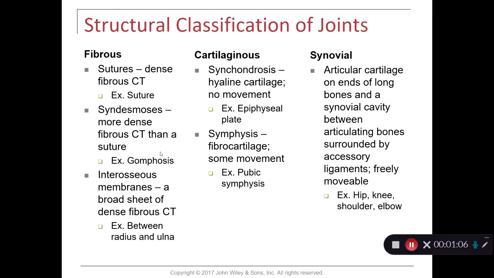Structurally, you got fibrous, cartilaginous, and synovial. Fibrous and cartilaginous should be pretty straightforward what they're made of. Fibrous, well, it's made of fibers. You got sutures in your skull, syndesmosis, an example of which would be a gomphosis, which is your tooth in your mouth. And then there's an interosseous membrane. Cartilaginous, take a stab in the dark what that's made of. Cartilage. It's made of cartilage. You got two types, the synchondrosis and symphysis, and then finally something is synovial.